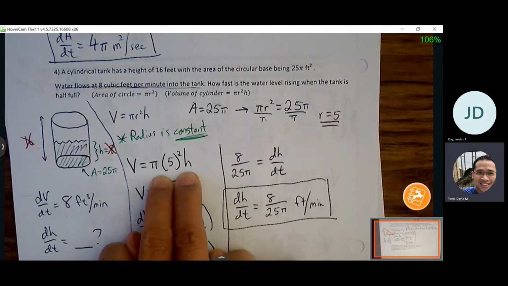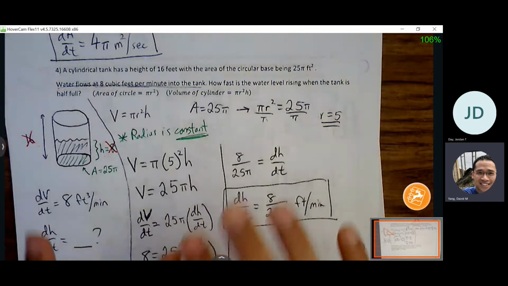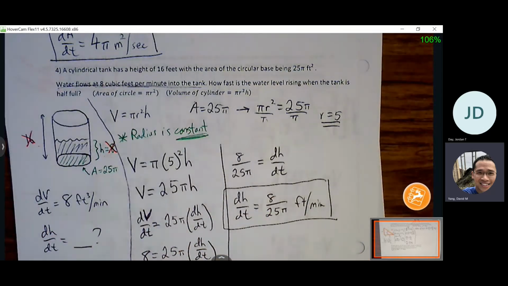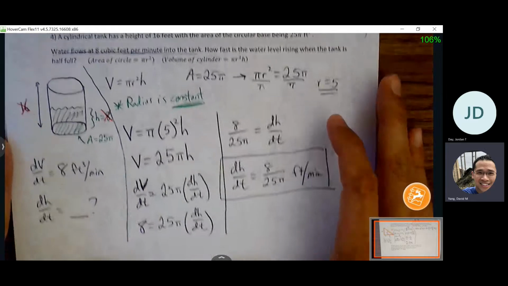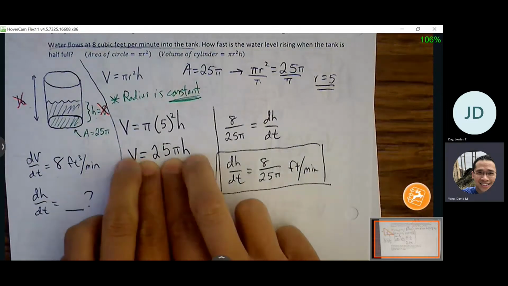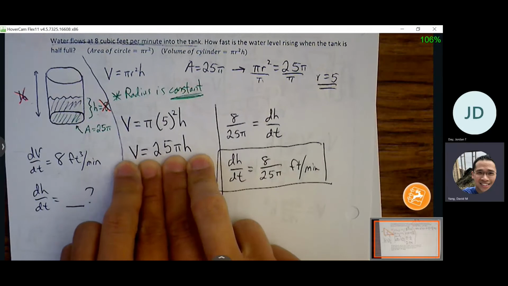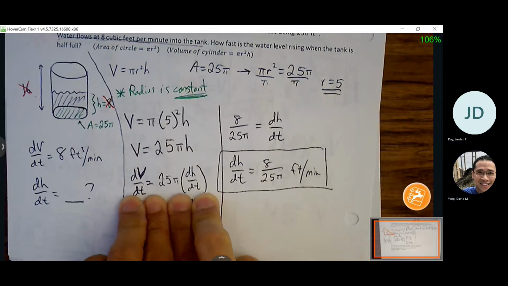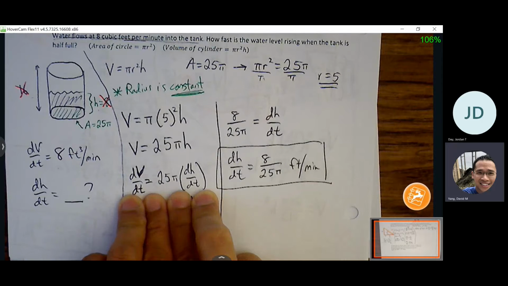So whenever you see a cylinder problem, you should be expecting an easier problem. There's no similar triangles. There's no need to hold on to our radius variable. So as soon as that radius variable goes away, you can see your equation is already a lot cleaner to work with. We can jump directly into the derivative. V becomes dV/dt. 25 pi times dh/dt.